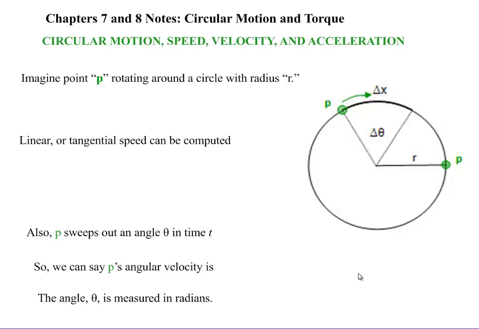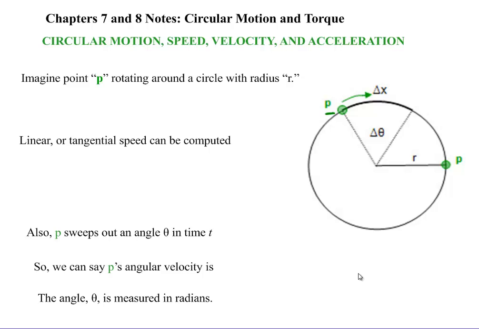In chapters 7 and 8, we're looking at circular motion and things moving in a circle, which will bring us to torque. To look at circular motion, we're going to look at an object starting out moving in a circle. We're going to imagine object P moving in a circle. In this case, it's moving in a clockwise circle.